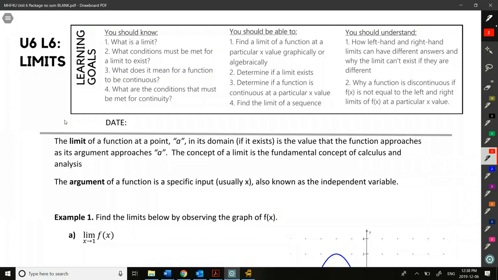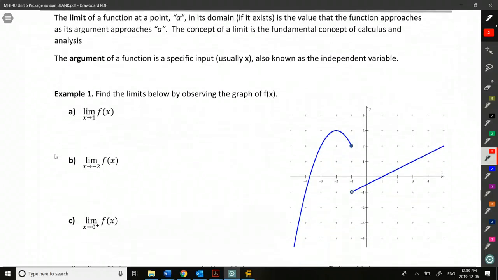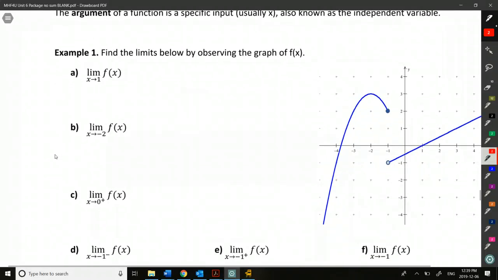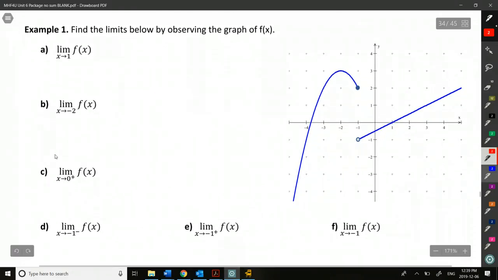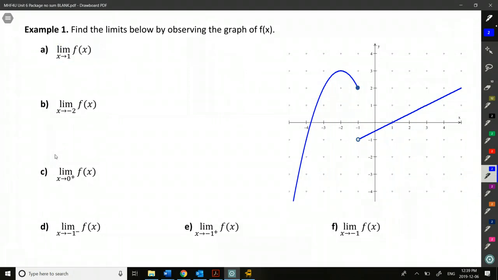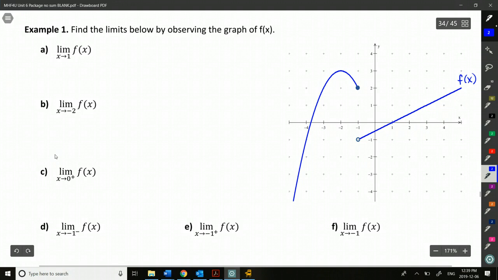Okay, so there's a couple ways that we can find limits. If I'm given a graph, I should be able to find a limit. I can also do it with equations. So let's take a look at a graph, a couple of scenarios. This is telling us that we want to know what the limit is as x approaches 1 of f(x).